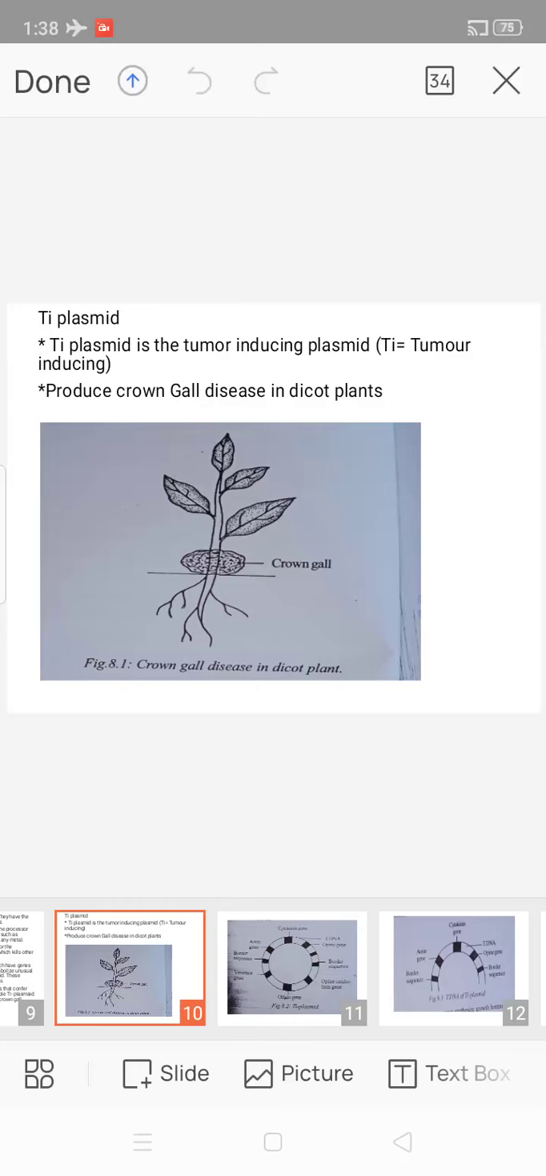The next topic is vectors for gene transfer. First one, Ti plasmid. Ti plasmid is the tumor inducing plasmid. Ti means tumor inducing. It produces crown gall disease in dicot plants. This is the structure of crown gall disease in dicot plants. Ti plasmid is present in the soil bacterium Agrobacterium tumefaciens.